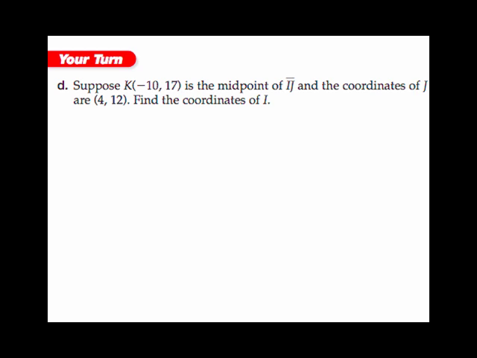Let's try that one. Suppose K has a value of (-10, 17), and it is the midpoint of a segment IJ. We know the coordinates of J are (4, 12). We want to find the coordinates of the other endpoint, I. Again, I'm going to use my midpoint formula. I know to find my y values, I'm going to add the two y's and divide by 2, and that should give me 17. To find my x value, I have to add my two x's, divide by 2, and that should give me -10.